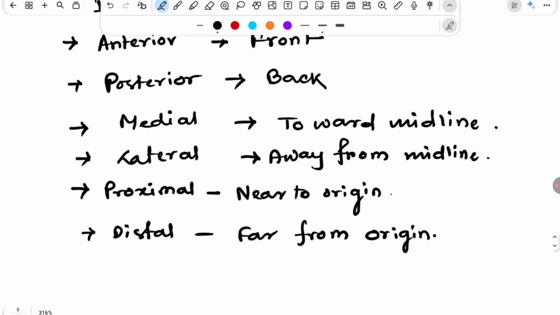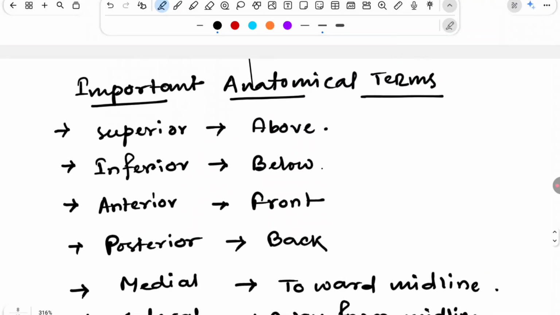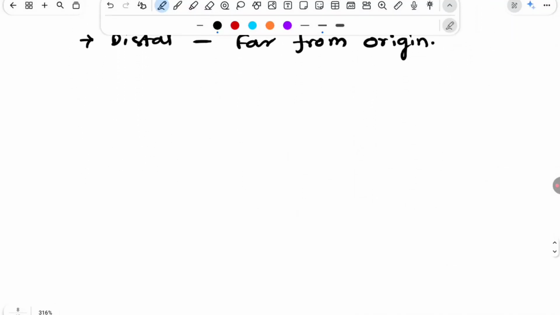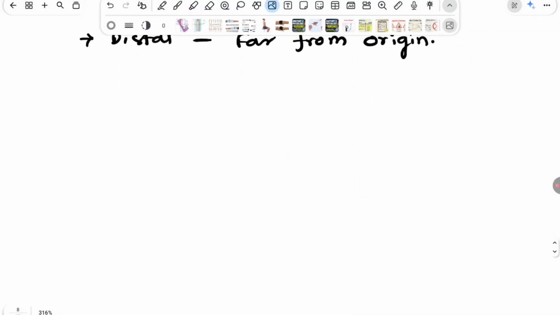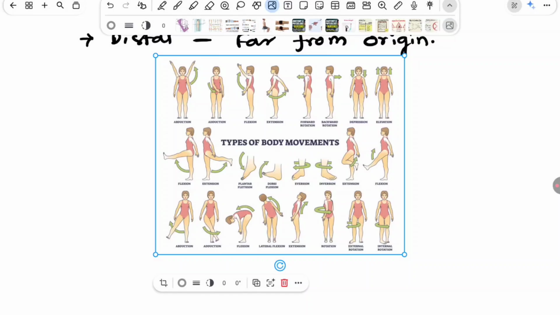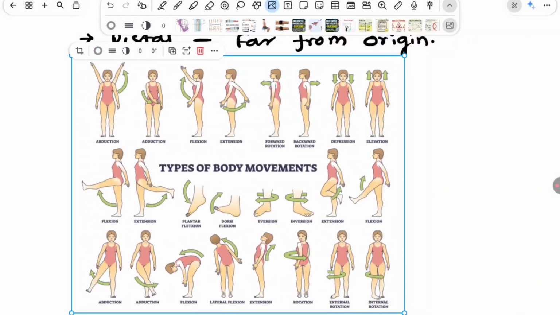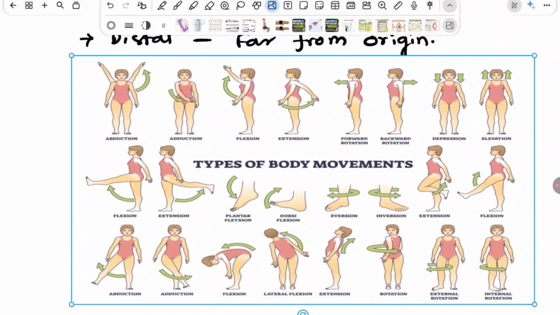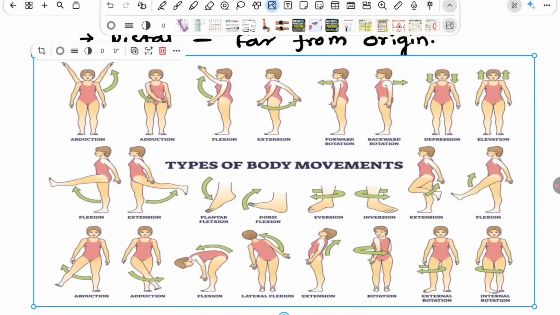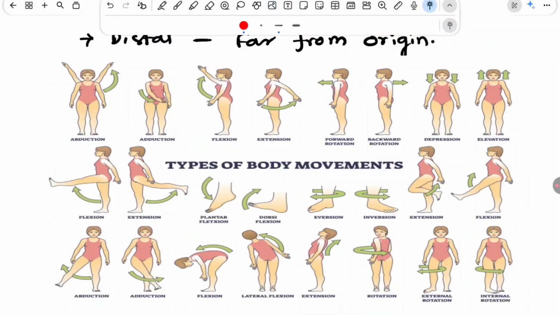Okay, so these are the anatomical terms you have to remember. There are also many other anatomical terms, like, see here. Abduction means your hand will go upside. Adduction means your hand comes downside. Flexion means your hand will go upside. Here all the arrows are there; you can see extension, forward rotation and backward rotation.